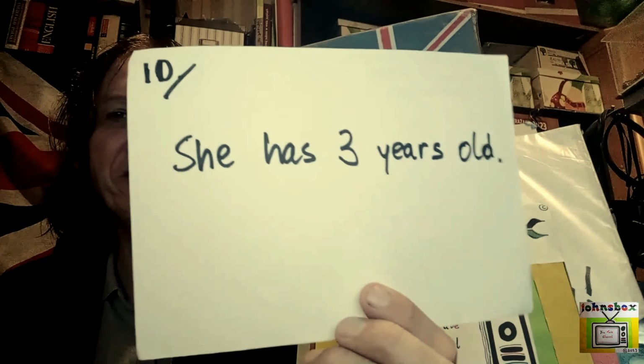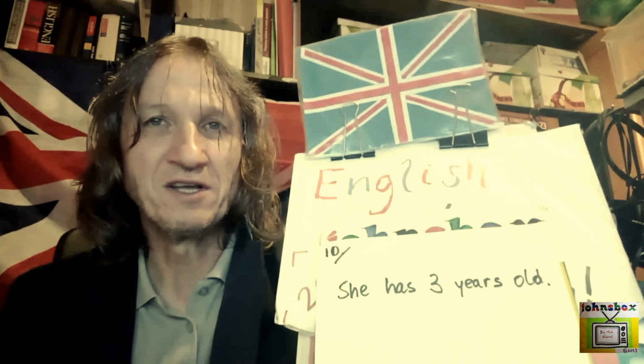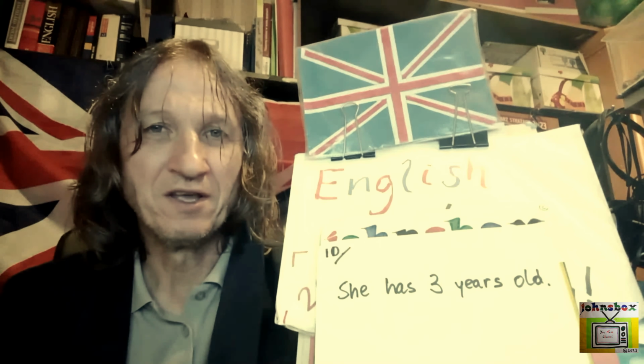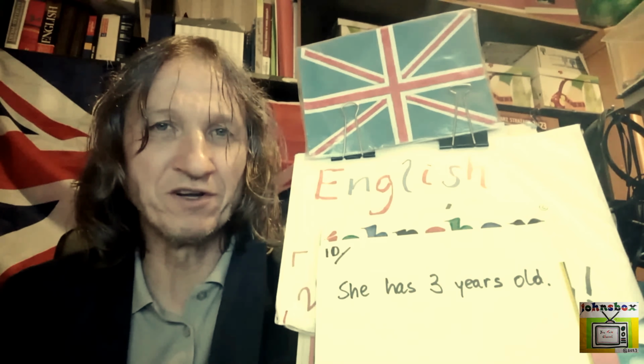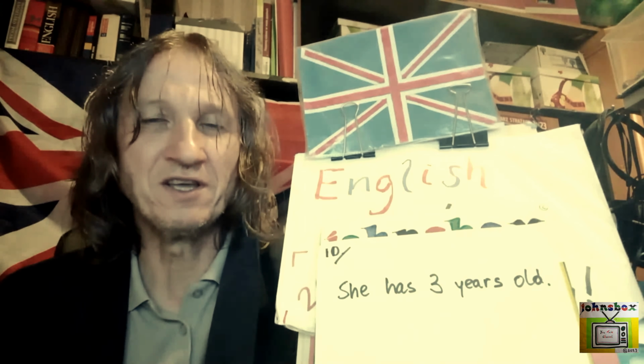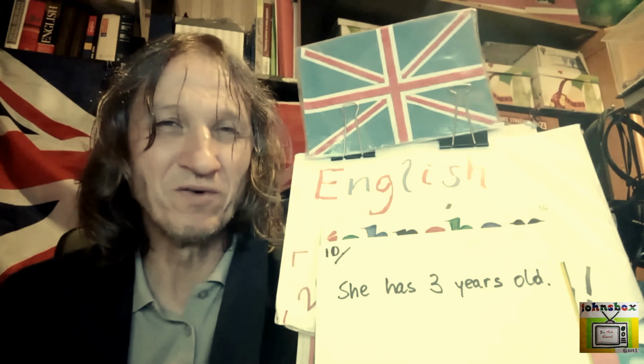Sentence number 1 then, here we have it. She has 3 years old. In some languages we don't use the be, or rather they don't use the be, they use the possessive, have or has in this case. So in the English language, obviously we're going to use the be, so the correct answer is she is 3 years old. That's sentence number 1.